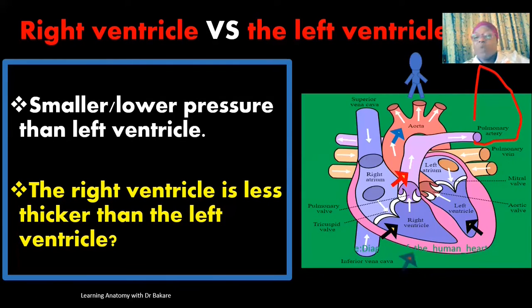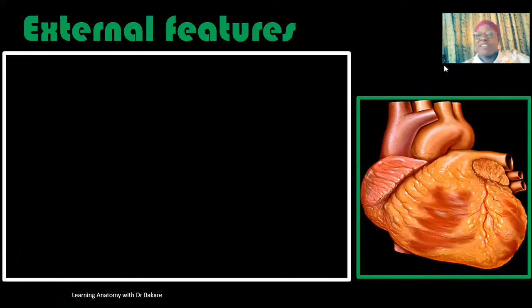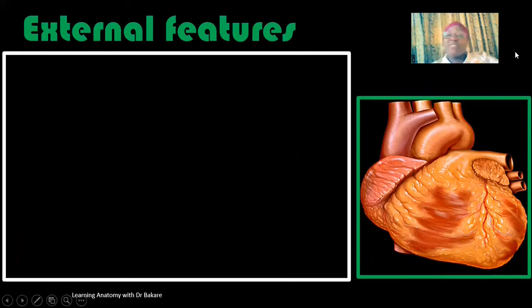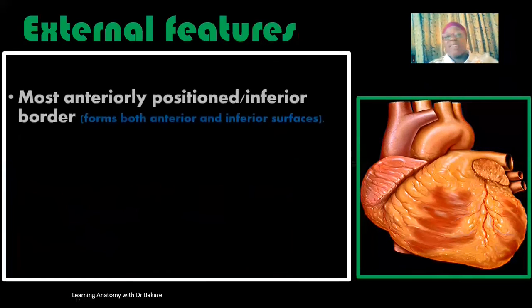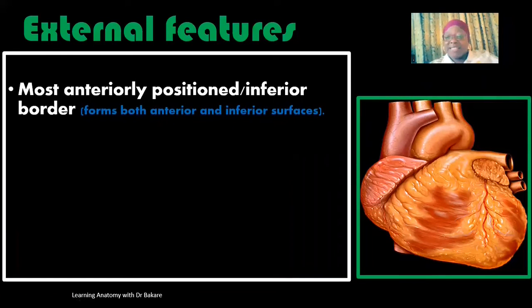So if you look at the wall, it is less thick. The wall here is thicker. Talking about the external configuration of the right ventricle. If you look at it on the outside, we already said that it is the right lower region of the heart. The right ventricle is the most anteriorly positioned chamber of the heart.